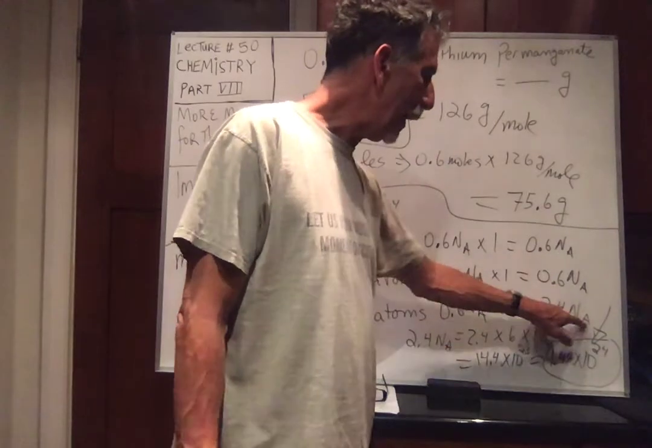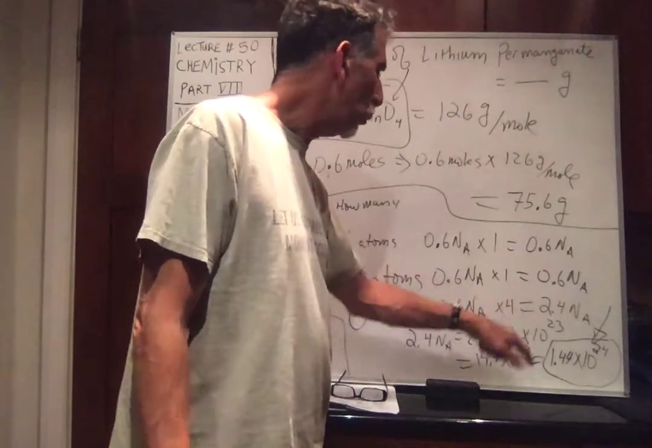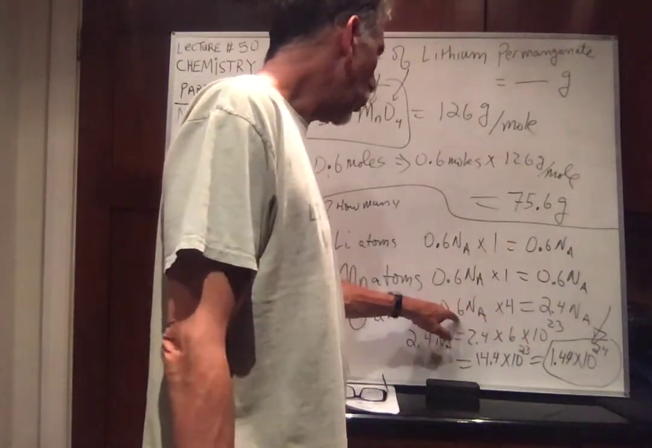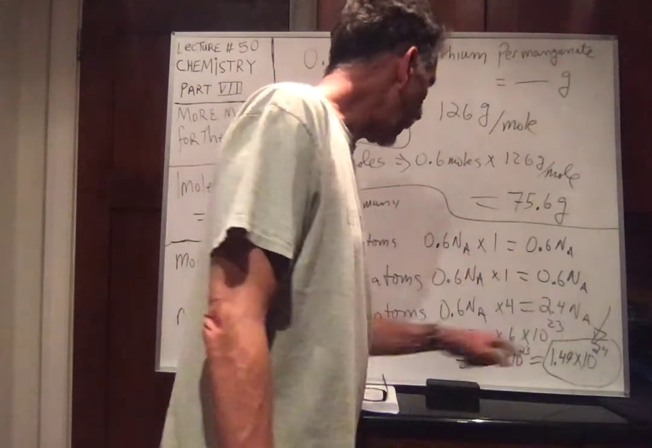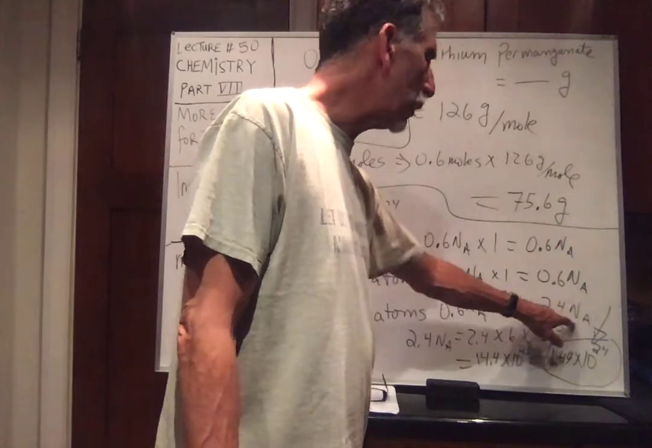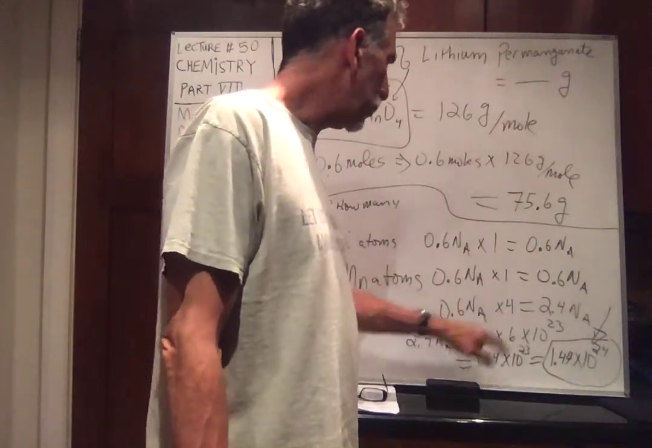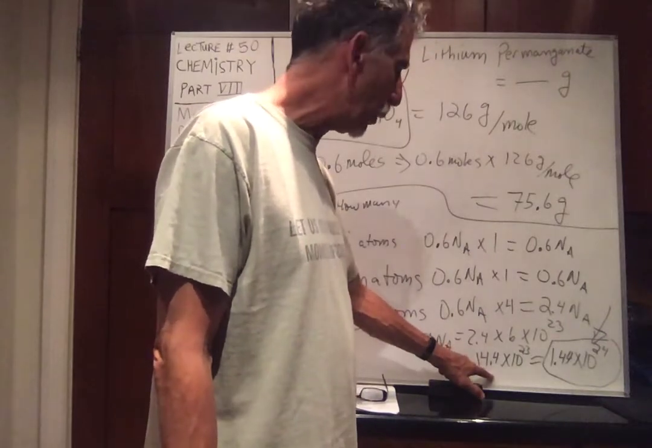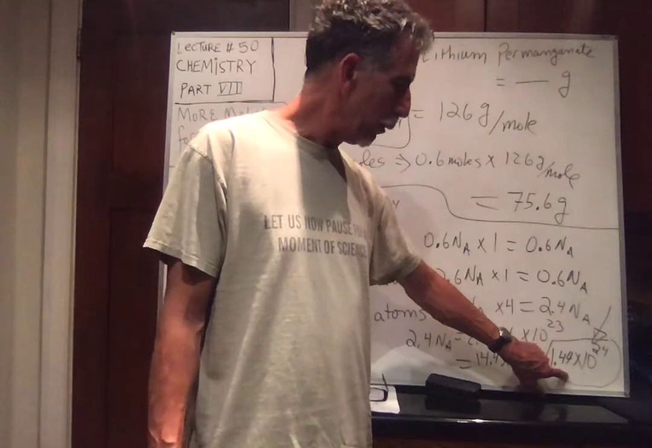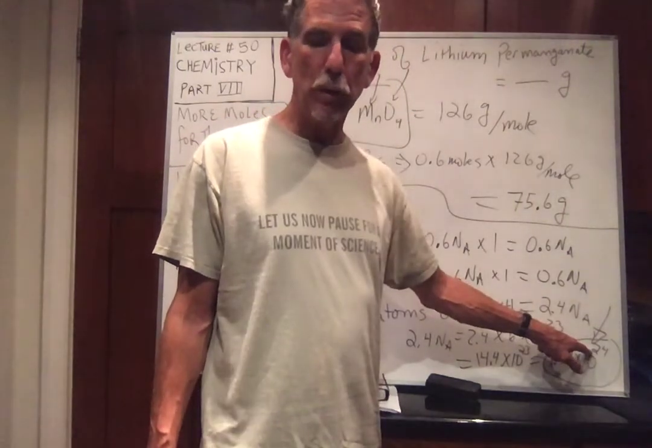But remember, Na is really 6 times 10 to the 23rd. So 4 times 0.6 Na is 2.4 Na, which is 2.4 times 6 times 10 to the 23rd, which is what Na is. 2.4 times 6 is 14.4 times 10 to the 23rd. And then this would be the way it would appear on a test: 1.44 times 10 to the 24th.